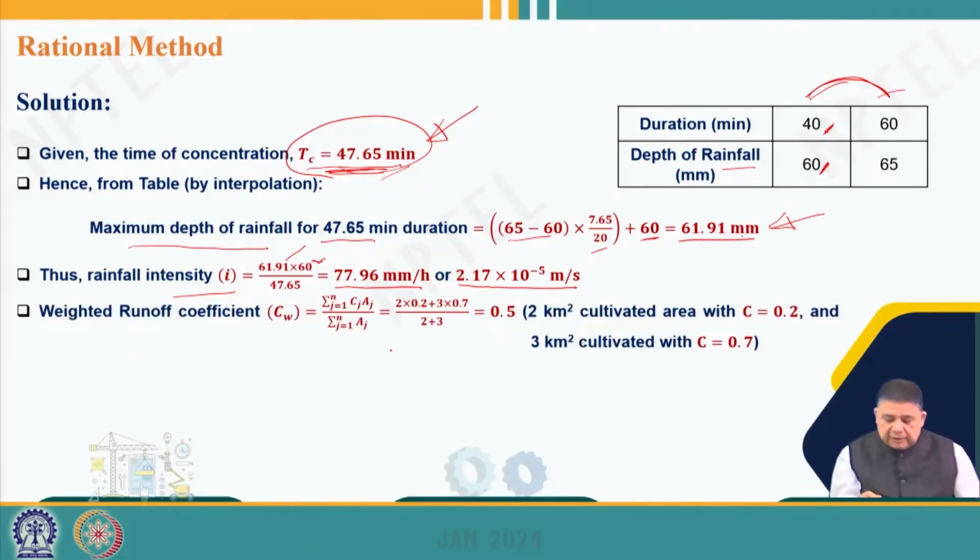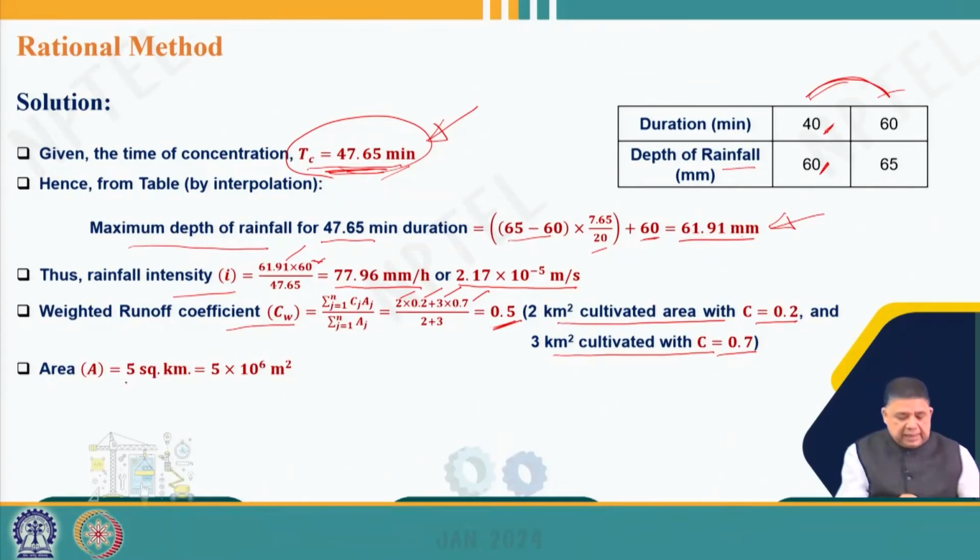Now, we have also been given two land uses. Where 2 square kilometer under C value of 0.2 and 3 square kilometer under C value of 0.7, that is 2 square kilometer cultivated area with C equals 0.2 and 3 square kilometer cultivated area C equals to 0.7. So, obviously, we have to use the weighted runoff coefficient here and we get the value of 0.5 by putting in this formulation. And area is given as 5 square kilometers. So, obviously, in square meters we convert 5 into 10 to the power 6 square meters.